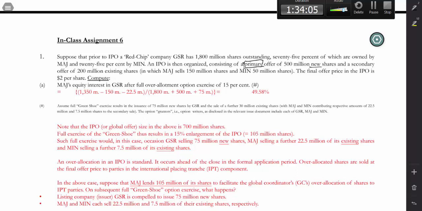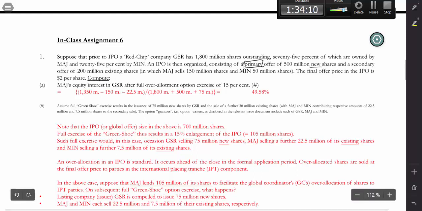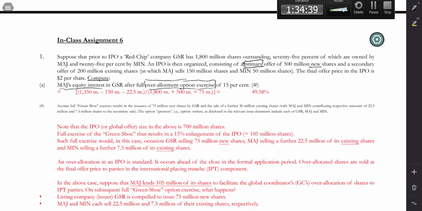There's a green shoe. Okay, so I simplified things. The final is compute majority's equity interest after full over allotment option exercise. Now, please note that because we are talking over allotment option exercise, not talking about over allocation, which happened way before, 3 weeks earlier. So this is actually the last thing to do.